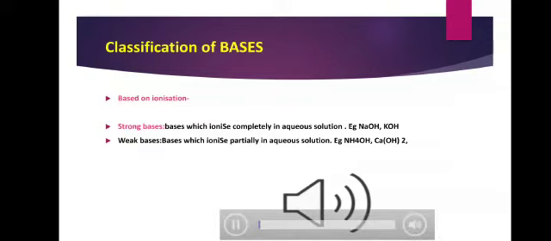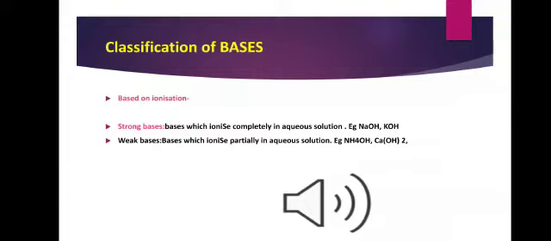Now we have classification of bases. First one is classification of bases according to strength, means degree of ionization. What is this ionization? It is the process by which an atom or molecule acquires negative or positive charge by gaining or losing electrons, often in conjunction with other chemical changes. The resulting electrically charged atom or molecule is called an ion.